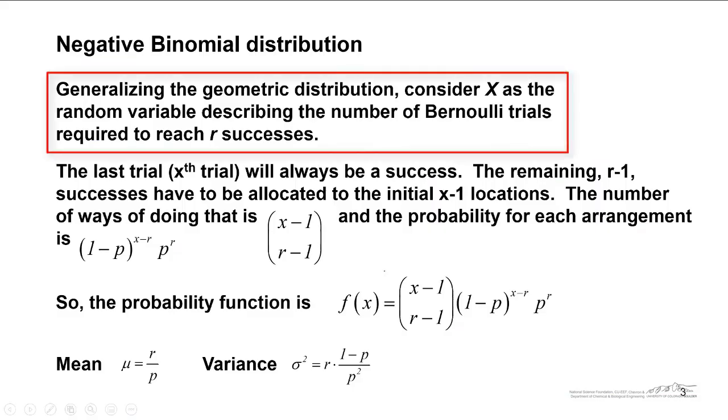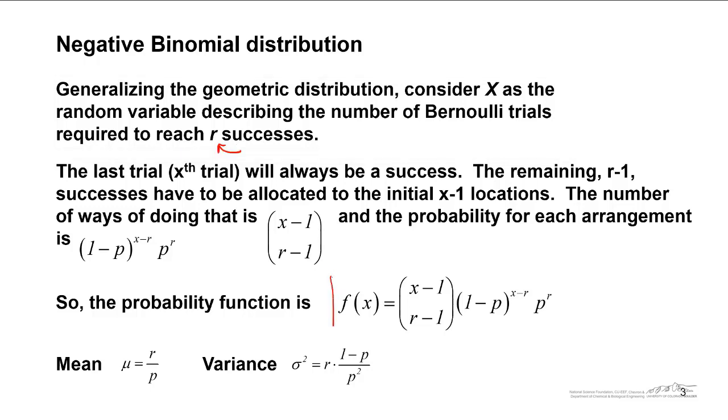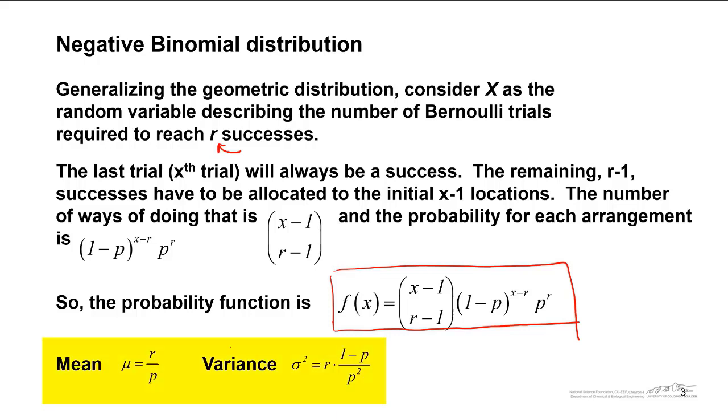So the negative binomial generalizes the geometric distribution. The geometric distribution is a special case of the negative binomial when r equals 1. We consider x as the random variable describing the number of trials required to reach r successes. So we fix r, the required number of successes, and the negative binomial distribution tells us the probability that those r successes will occur on the xth trial. And as I just showed, the probability function is here. If you're interested and if you're asked to determine it, the mean and variance are shown down here. Those are also found in your book.